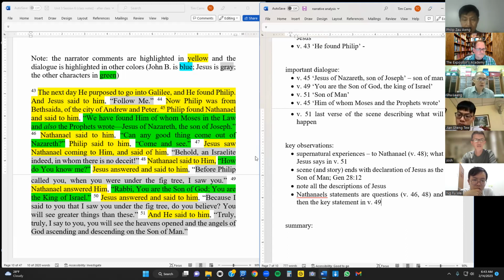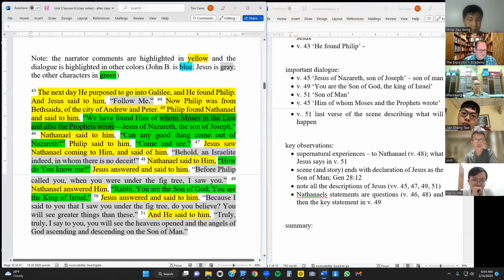In the dialogue, also, the last words of verse 51, truly, truly, I say to you. Jesus indicates the importance of the truth. Yes, very good. Every time it says truly, truly, it's really important. And so he's pointing to himself there as the Son of Man as significant. All right, good.